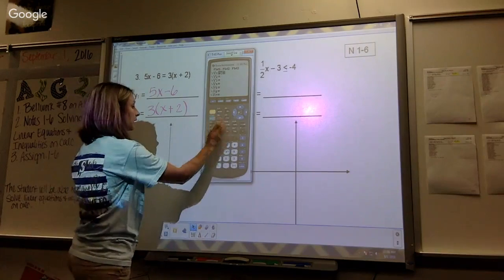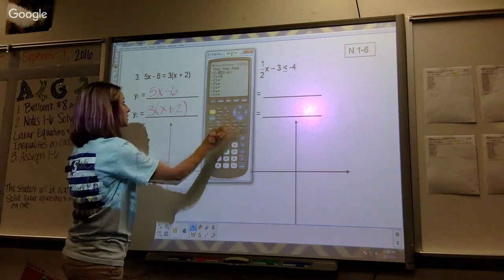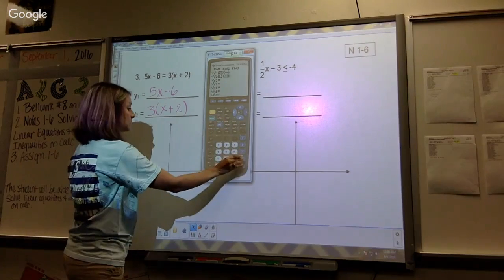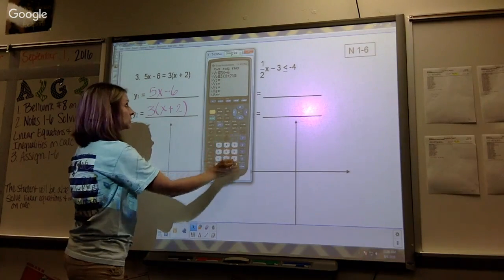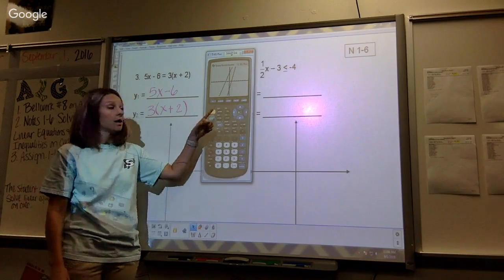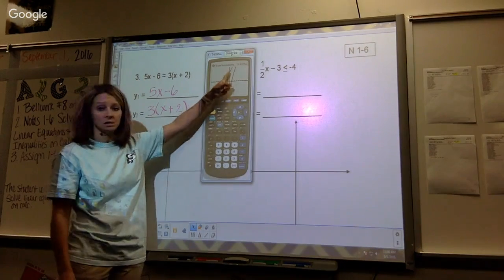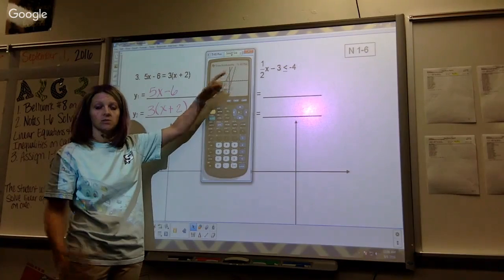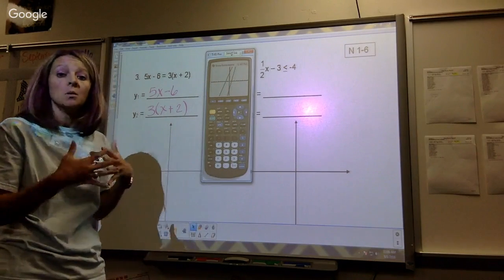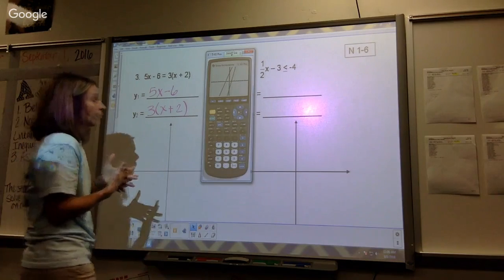So 5x minus 6, 3 open parentheses x plus 2. Okay, so now notice on this graph that we don't see the point of intersection. Some calculators allow you to find that point of intersection even if you can't see it, but most calculators are not able to find that.